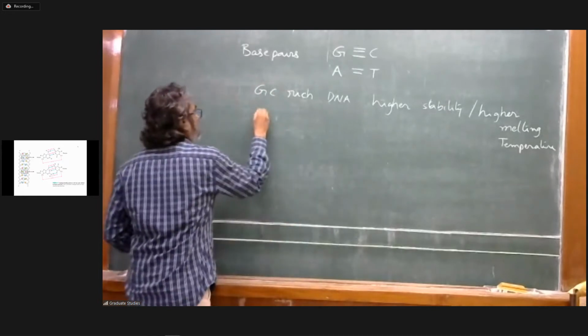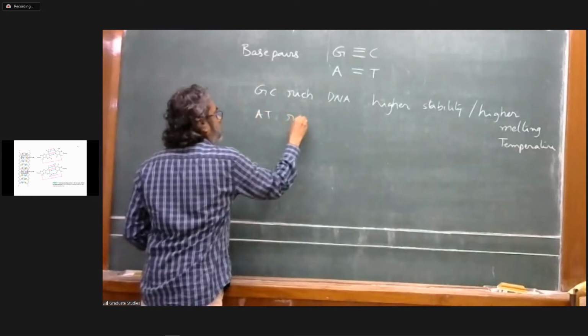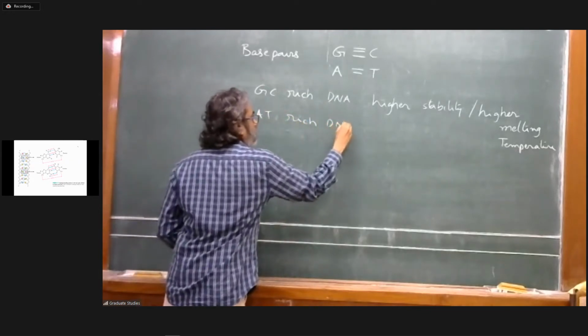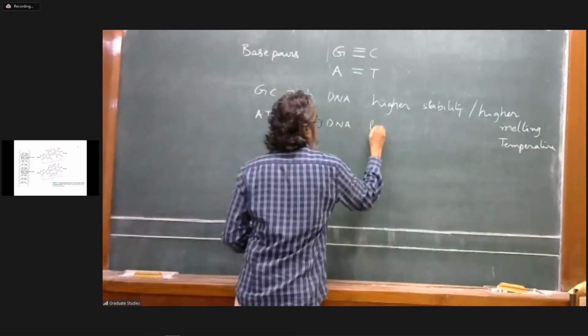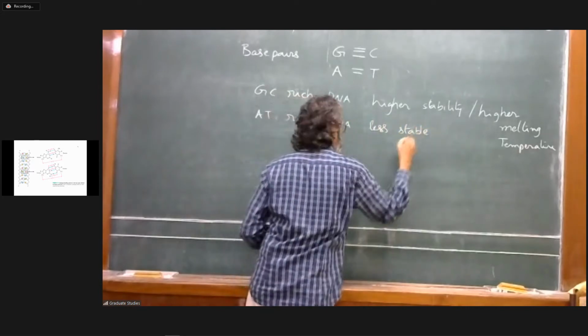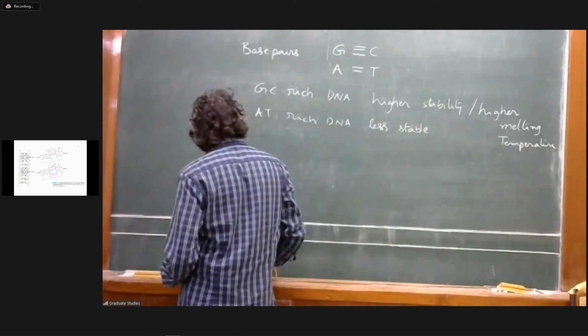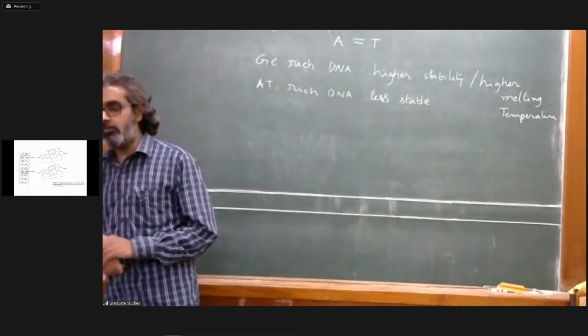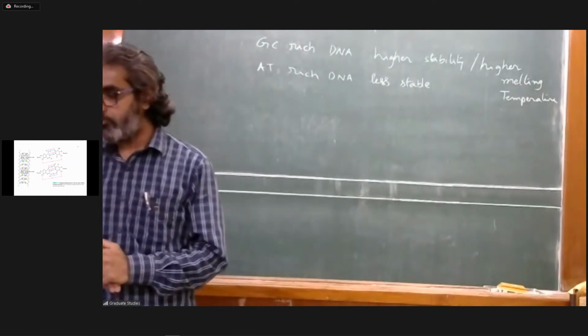So if a region is AT-rich, it is relatively less stable. This is only in comparison with GC. Otherwise, DNA strands themselves are really stable.